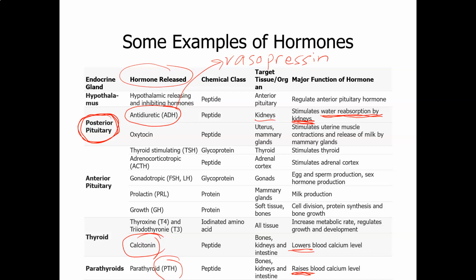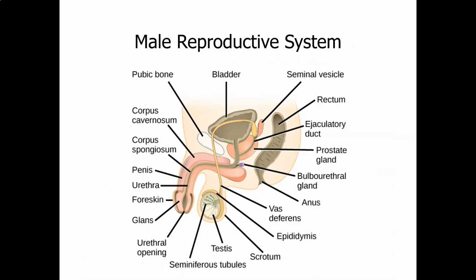So there are many other examples. You don't have to know a lot of specific examples. Now, when we look at the reproductive system, there are some specific questions about it. So I'm going to go over the male and the female reproductive system in general.